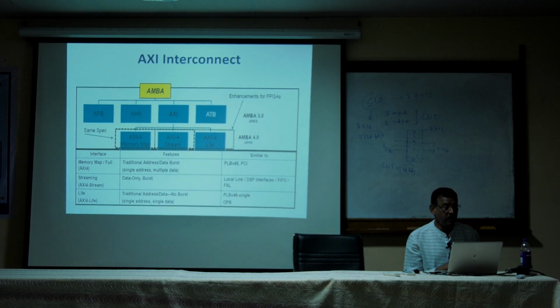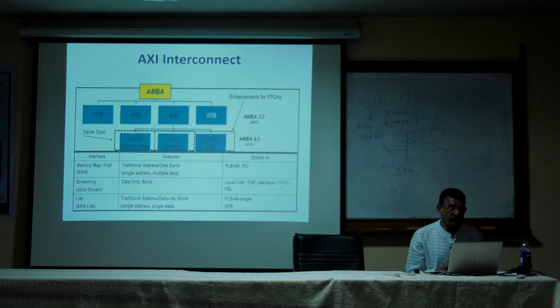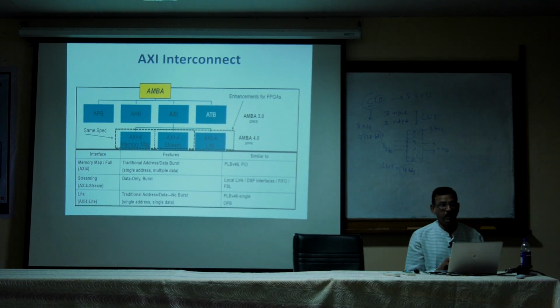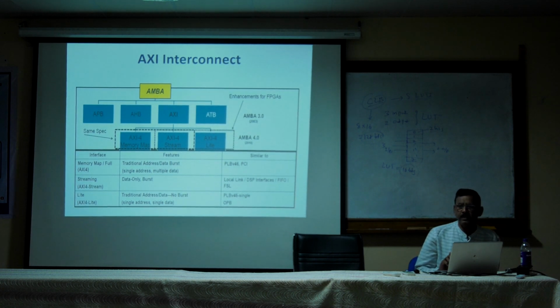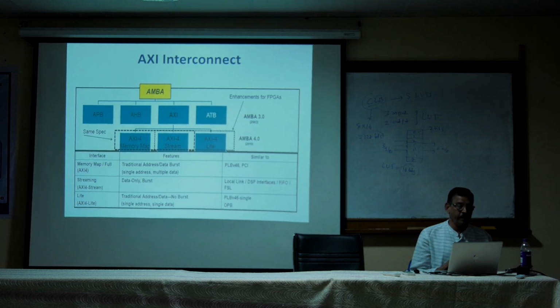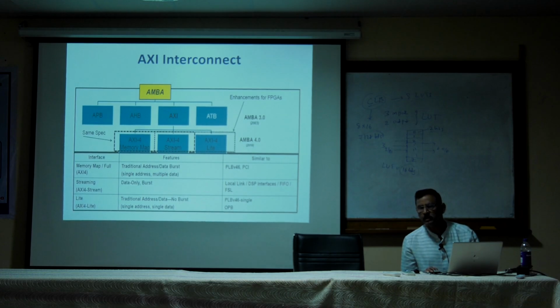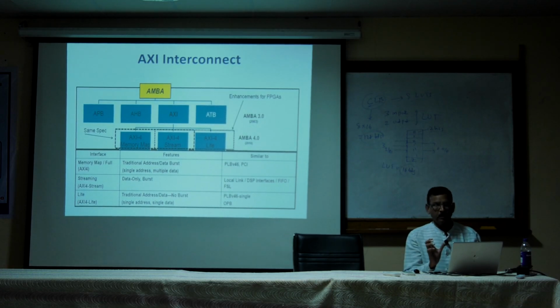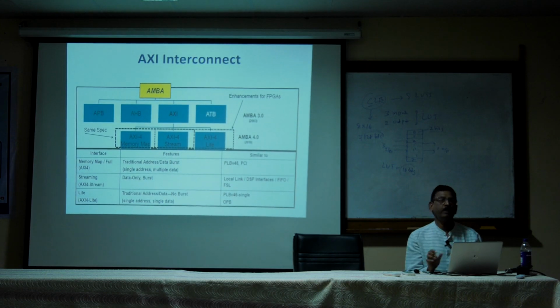The light transfers are AXI Lite, one more is AXI4 Lite. This is a traditional address data, no burst transfer is allowed here. It is only single address, single data that we are going to transfer in AXI4 Lite. Okay, you can use AXI4 Lite or AXI4 full or streaming. Any one of these 3 interfaces you can use to communicate with the processor core inside the FPGA, with the FPGA fabric.